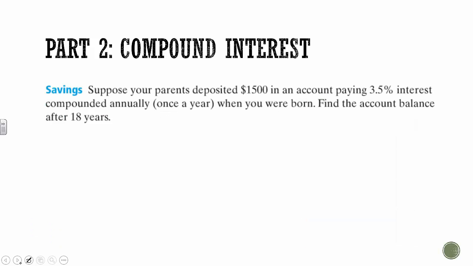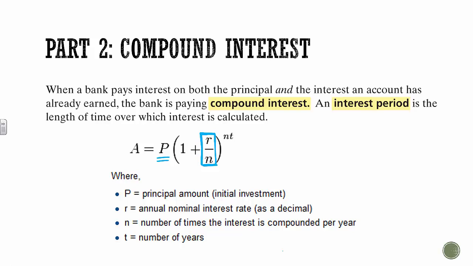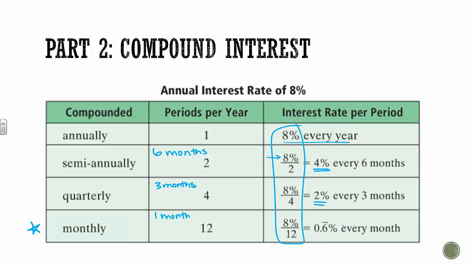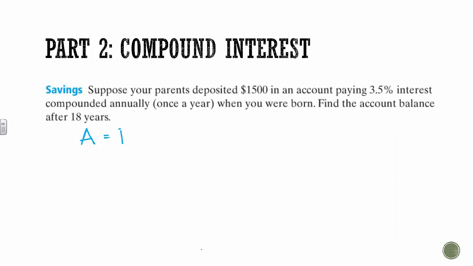Suppose your parents deposited $1,500 in an account paying 3.5% interest compounded annually. So they only look at it once a year, and they only give you interest once a year. Find the account balance after 18 years. So let's write down what the equation is. If we go back here, your compound interest is your principal times 1 plus your rate divided by the number of times we compound it, to the number of times we compound it times the number of years.